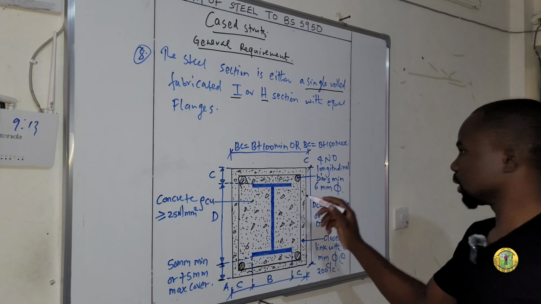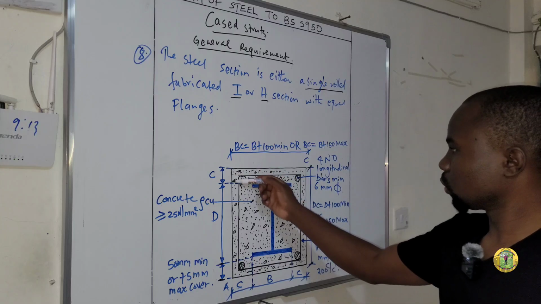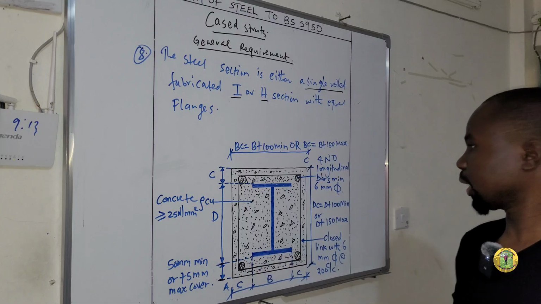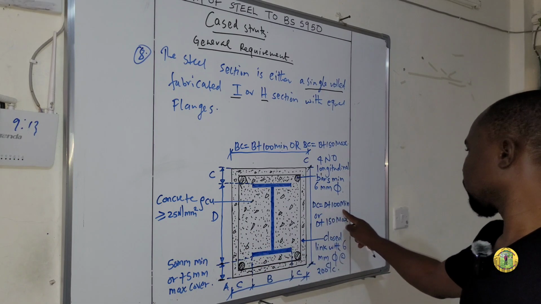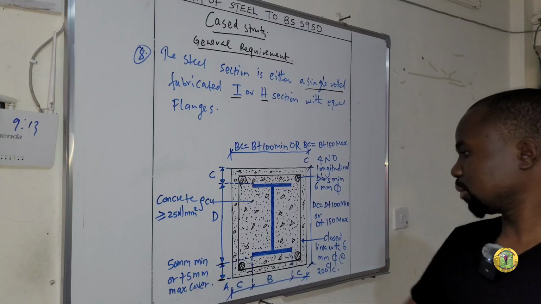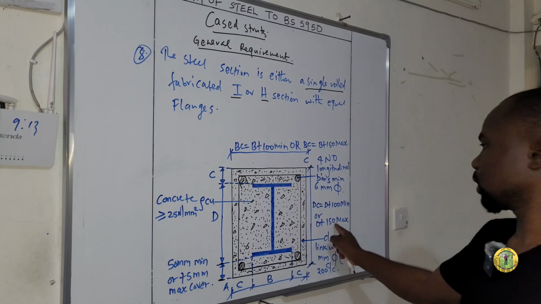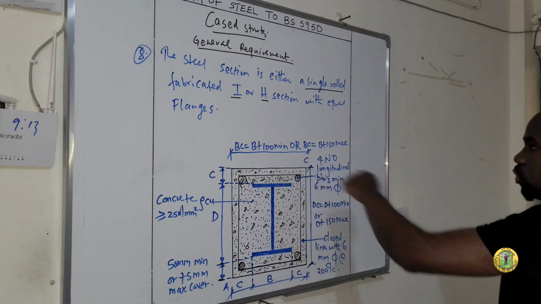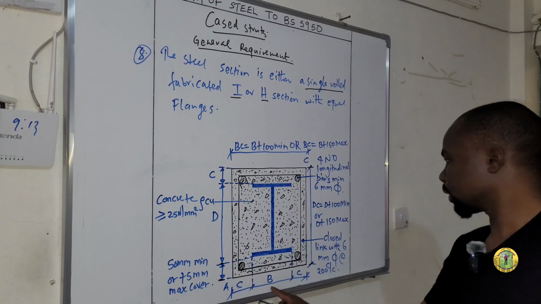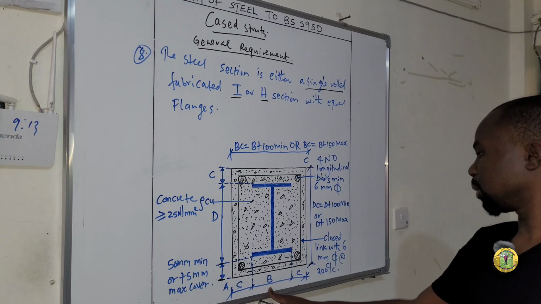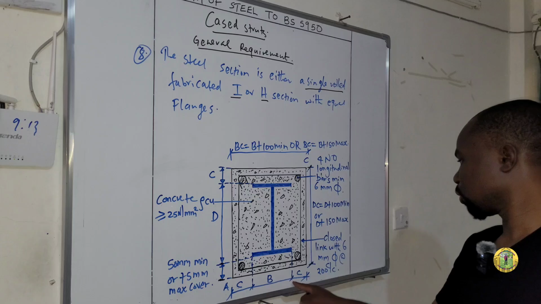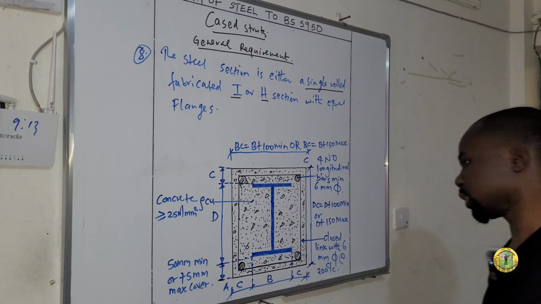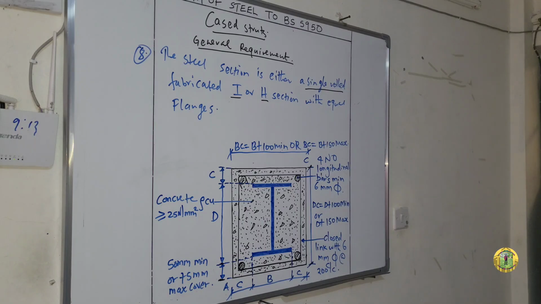So as you can see, the cover is from here to here, and also from here to here. If you take 50 times 2, you get 100, plus D. So D plus 100 millimeter, or for the maximum cover of 75, 75 times 2 is 150, so 150 plus D, you get DC. The same applies to BC. So for BC, you have B plus 100 minimum, which is cover of 50 from here to here and 50 from here to here. Or the maximum is 75 on each side, which is 150.